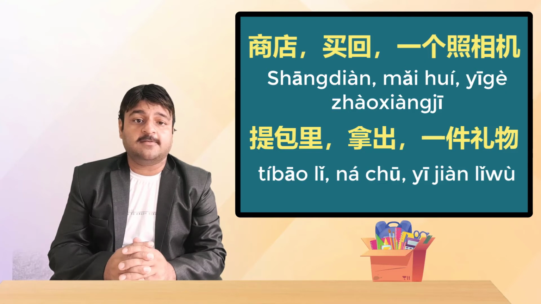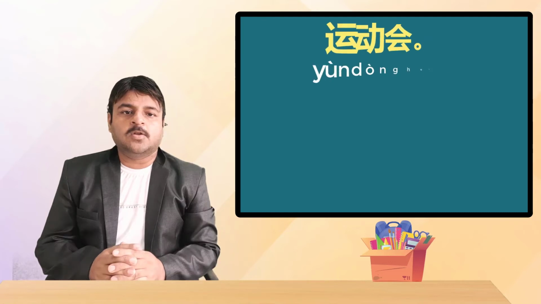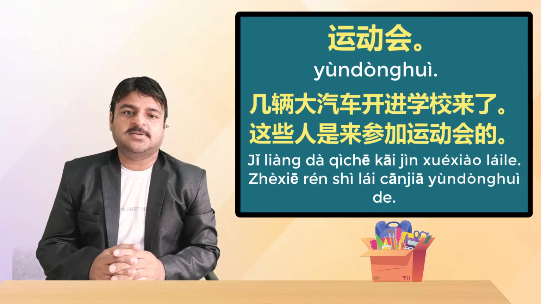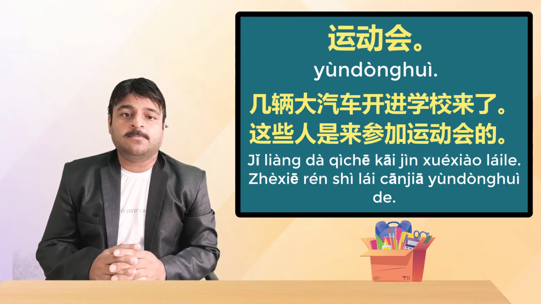Now let us move on to the text of this lesson. Let us read the text of lesson 35. Yun dong hui, the sports meet. Ji liang da qi che, kai jin, shui xiao lai le. Ji, several. Liang, measure word. Da qi che, big cars. Kai, to start. Jin, enter. Shui xiao, school. Lai, to come. Several big cars came running inside the school. Notice we have used kai, jin.